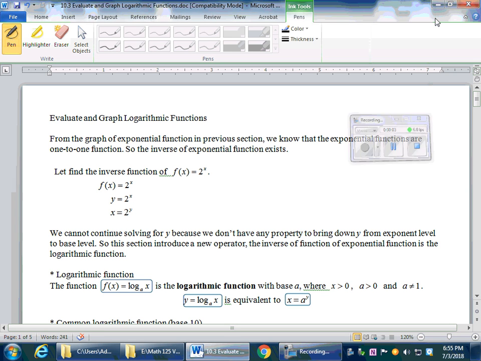10.3. Evaluate and graph logarithmic functions. So we know that exponential functions have inverse functions.